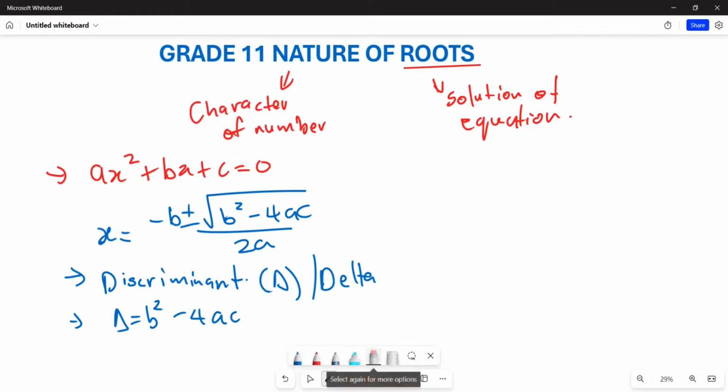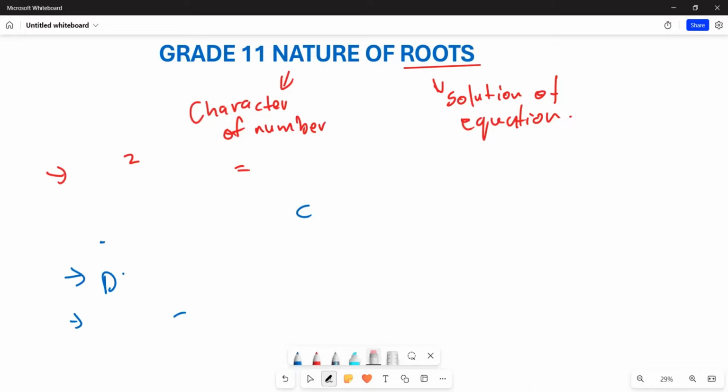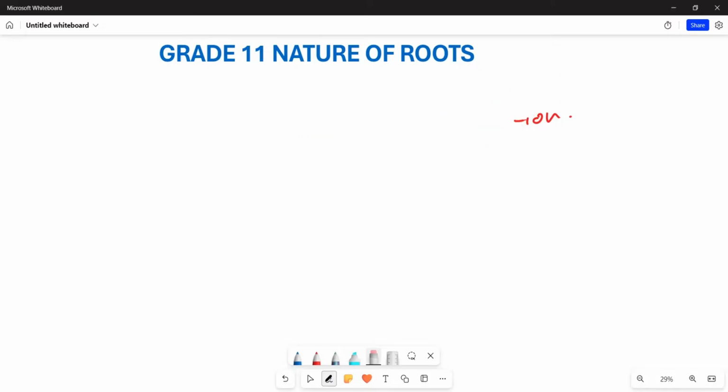Let's just make up our space here so that we can describe these three natures of roots. Firstly, remember we said we have this discriminant, which is equal to b squared subtract 4ac. And we are saying it can be described under three categories. We have the category where the roots are non-real.